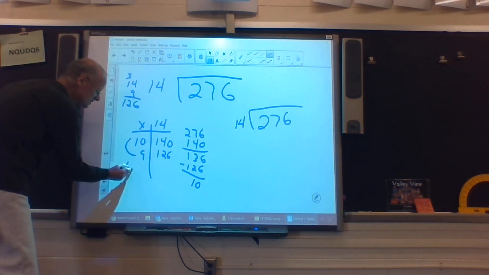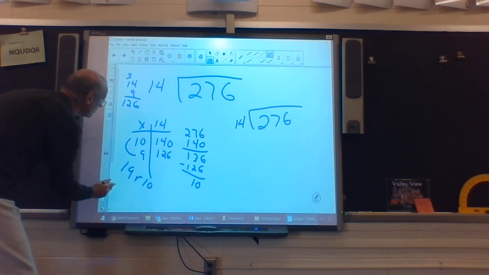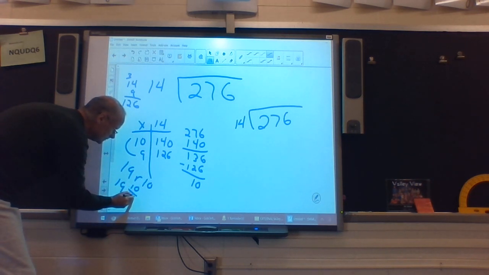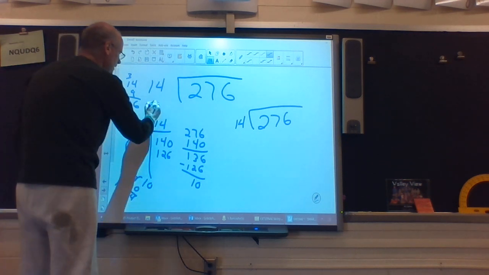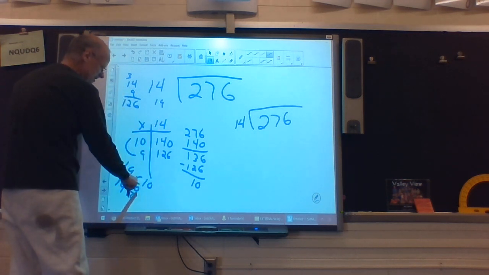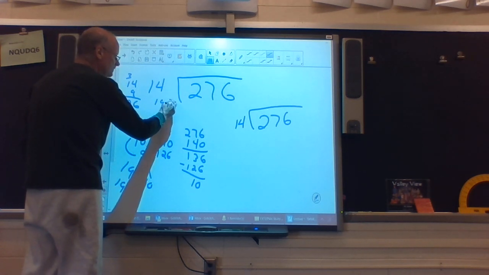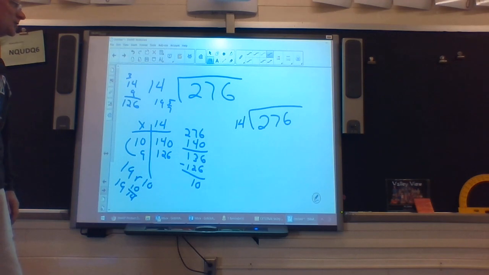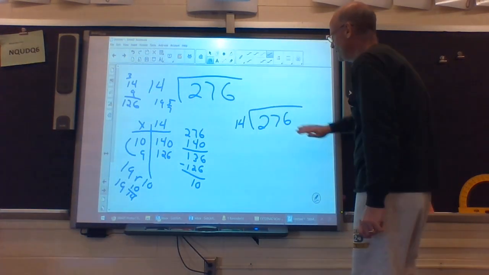My answer is 19 with a remainder of 10, or 19 and 10 over 14, or 19. I can divide both those numbers by 2 because they're both even, and 5 over 7. Those are all the same answer. Let's do standard algorithm, see how we do it.